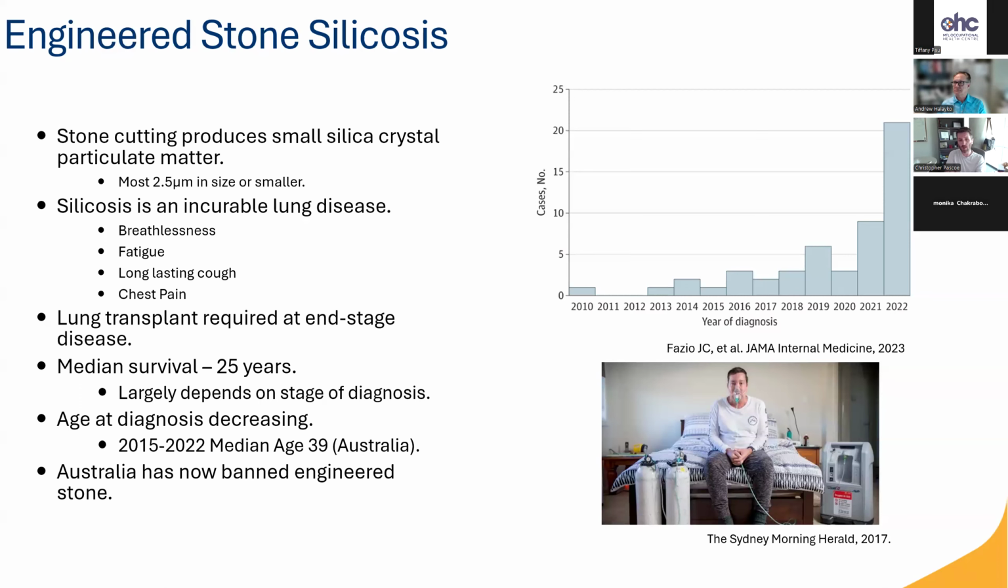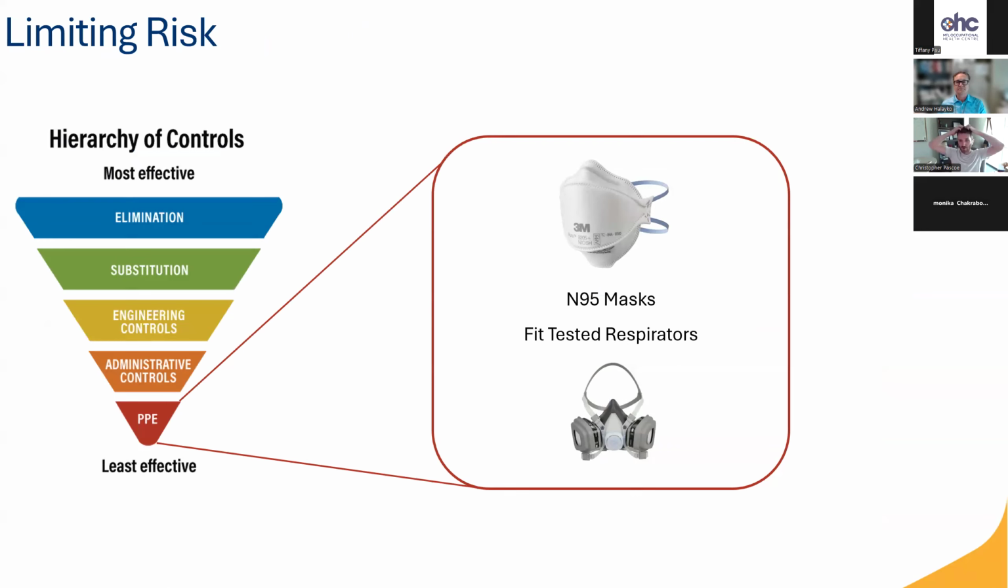And so in Australia, where they're seeing more instances of this, the people who are cutting these engineered stone countertops without appropriate controls are seeing diagnosis as young as 39 years, 35 years of age. And so Australia has now made the step to ban engineered stone countertops in the country because of this issue. And so it's something to be aware of as another environmental risk factor. So that was a lot of talk about risk factors. And I think what will be useful now is to talk about how you might be able to mitigate some of your risk.